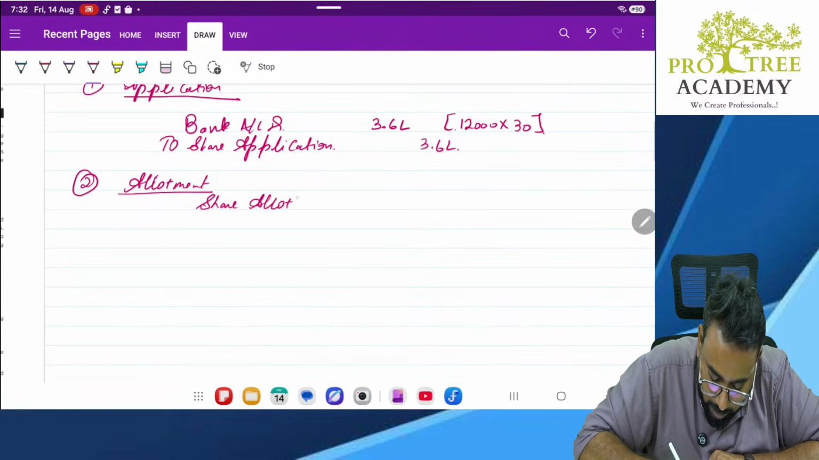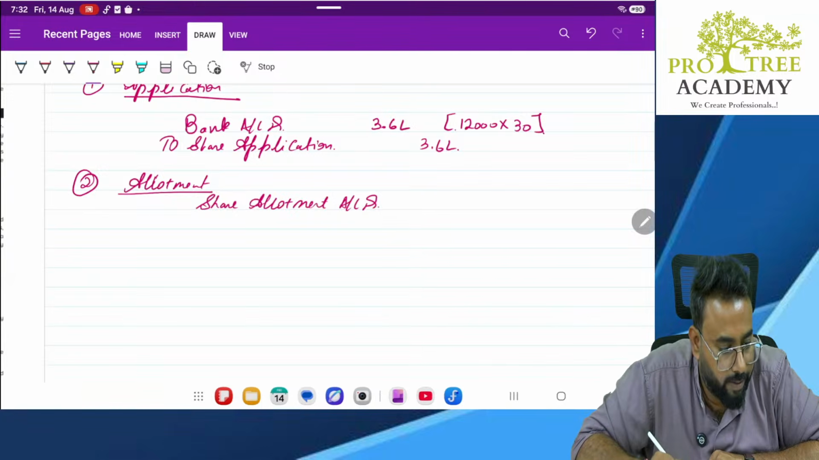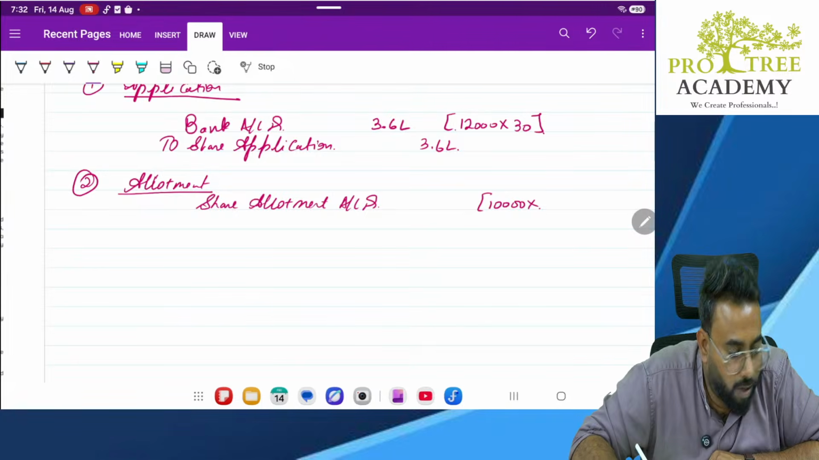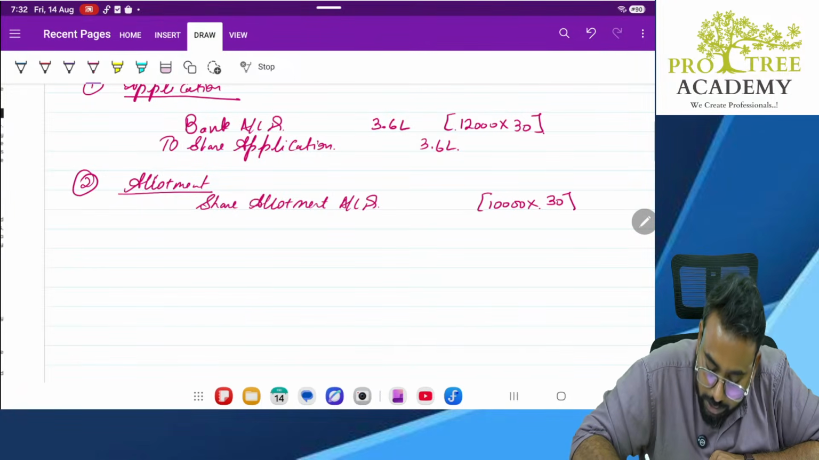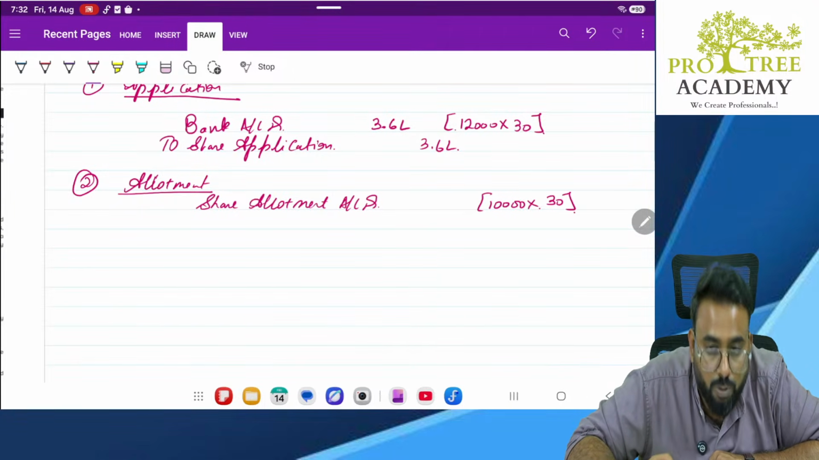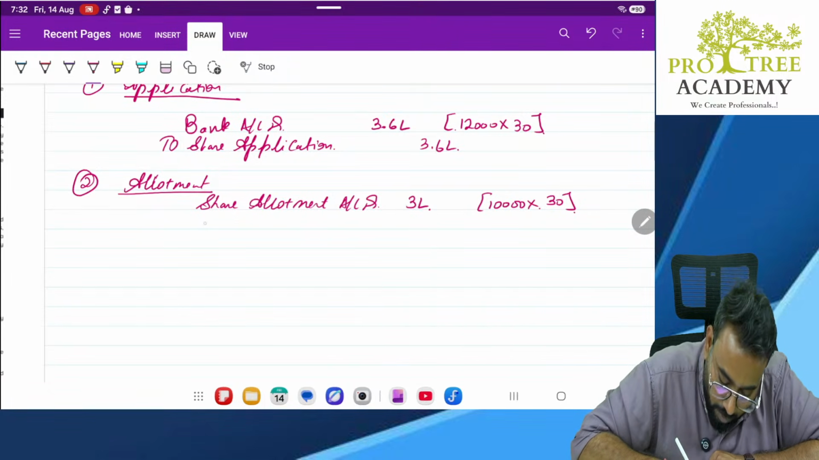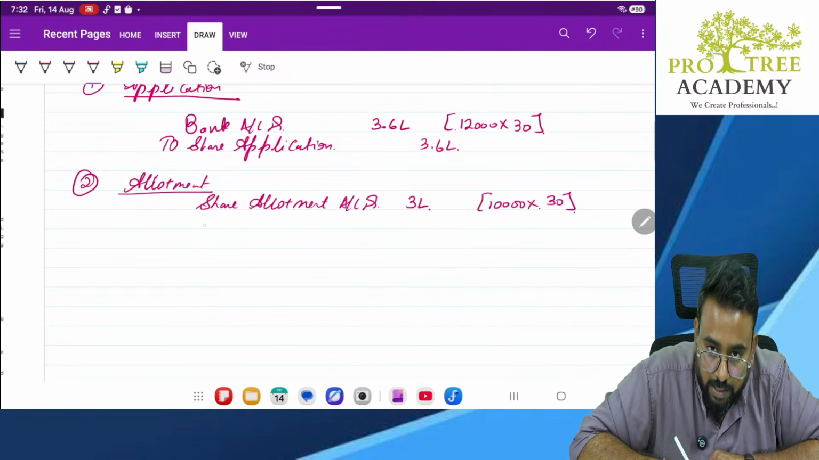Share allotment account debit. How much? 10,000 shares into how much you have to receive on allotment? 30 rupees each. 10,000 shares into 30 rupees each. That will be 3 lakhs.